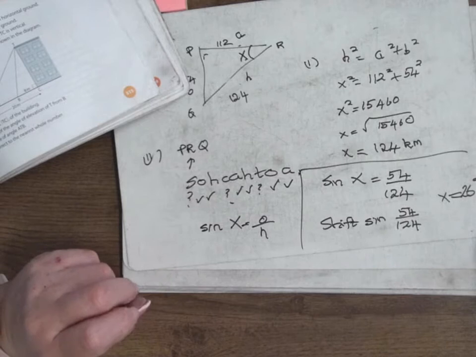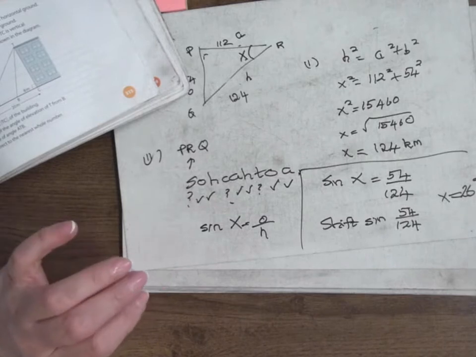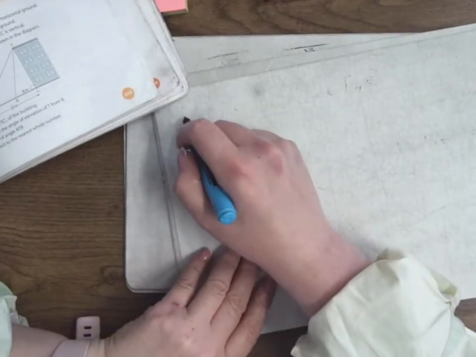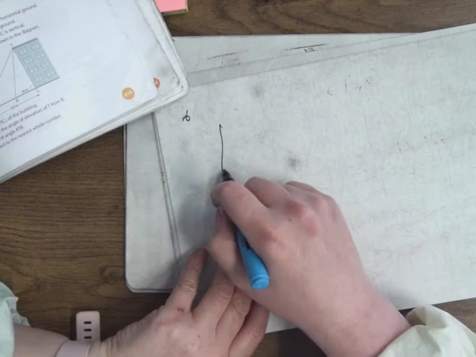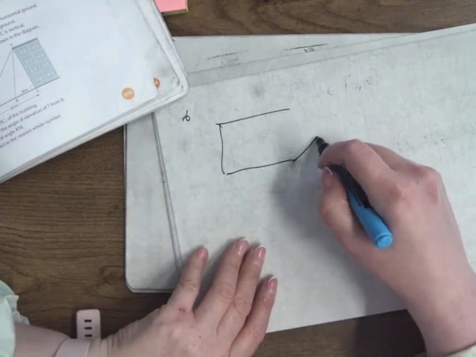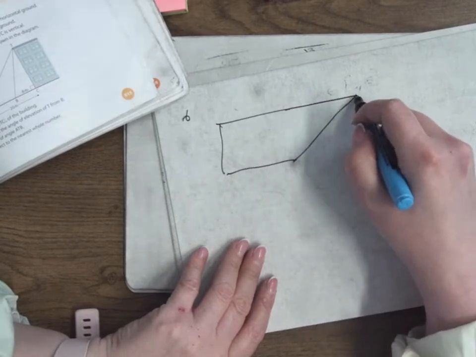Number 5. Anyone? Number 6. Right, okay, so number 6 has this sort of a shape, so it goes all the way over there.